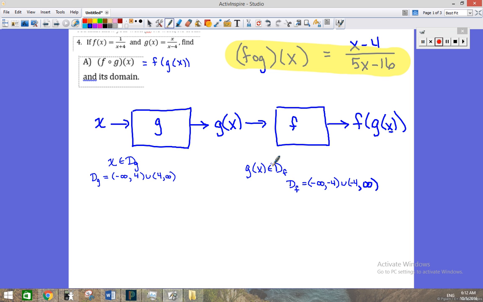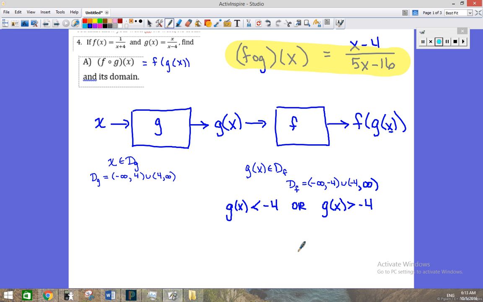Now, we're not saying that x is going to be in this interval or in this interval. We need g of x to be there. So, we need g of x to be one of two things. We need g of x, the output, this number, to either be in this interval, which is strictly less than negative 4, or we need g of x to be in this interval. We need the number g of x to be strictly greater than negative 4.